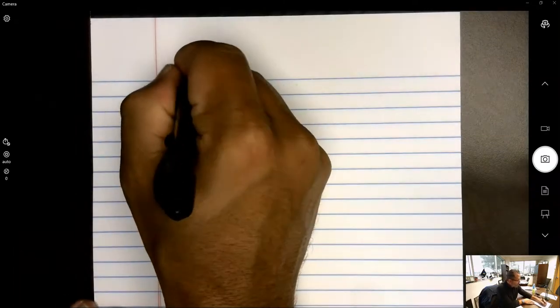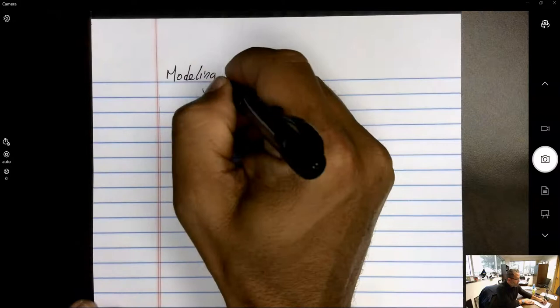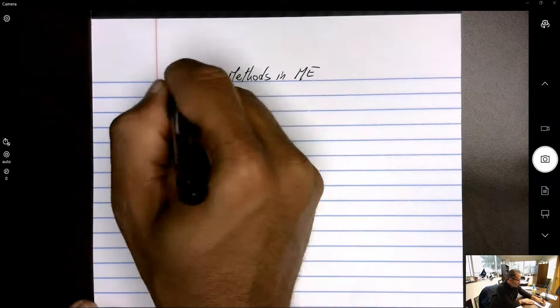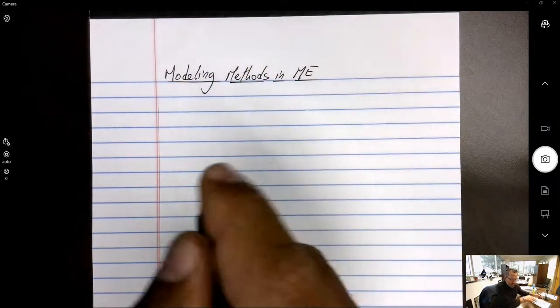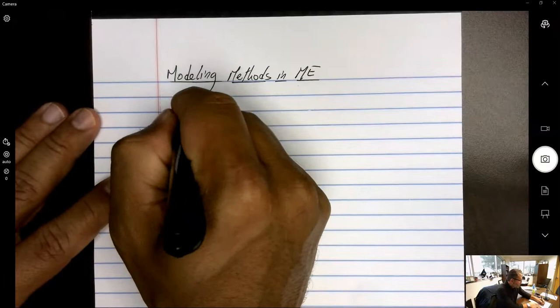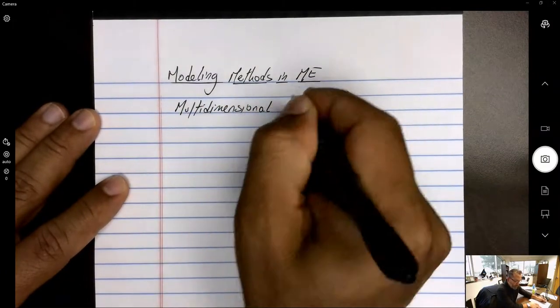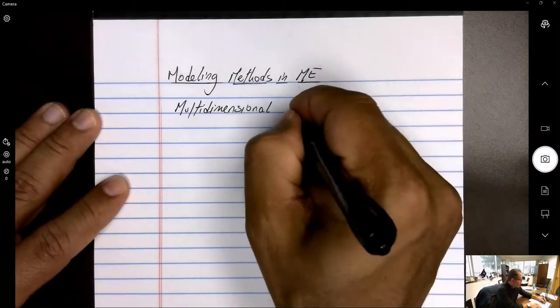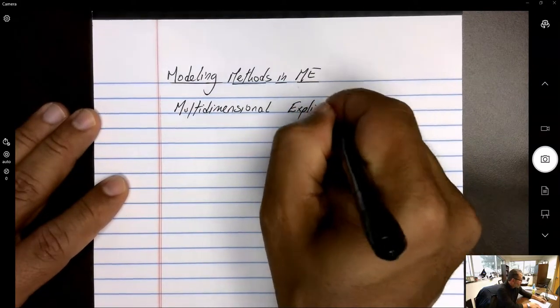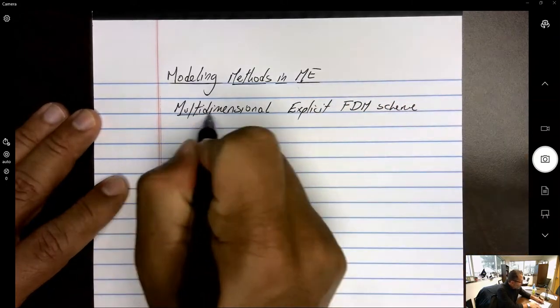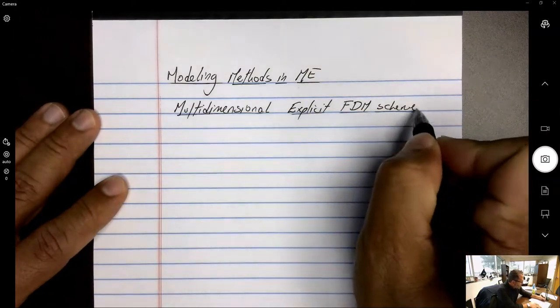So this is Modeling Methods in ME. And we're going to talk about the multidimensional explicit FDM scheme. So it's just an implementation.